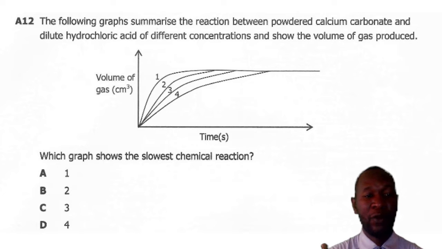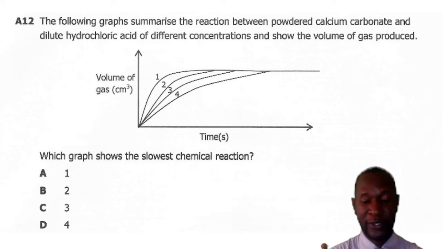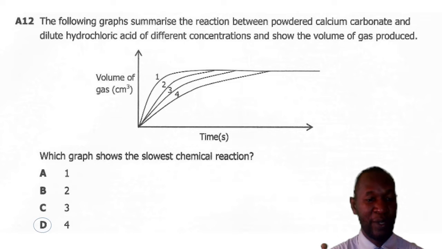A12. The following graph summarizes the reaction between powdered calcium carbonate and dilute hydrochloric acid of different concentrations and shows the volume of gas produced. Which graph shows the slowest chemical reaction? So which reaction here was the slowest? The correct answer here is D, reaction number 4. We can tell that reaction number 4 takes long for the gas to reach its maximum. For 1, it's much faster, but 4 is the slowest. It took the most time.